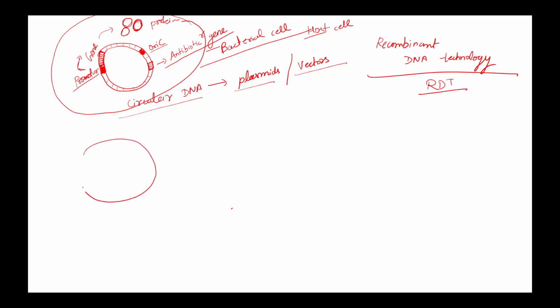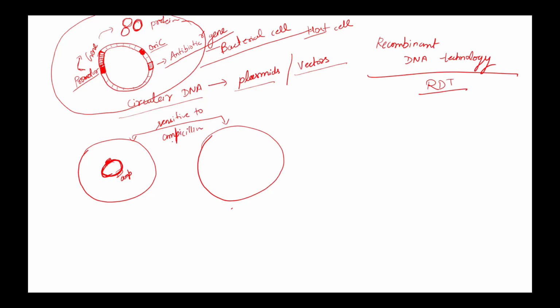So there are two different bacteria: one bacterial cell which will harbor our vector. Suppose I am transforming this vector inside the bacteria, and another cell which does not have this vector. Suppose these bacterial cells are sensitive to ampicillin, which is an antibiotic.